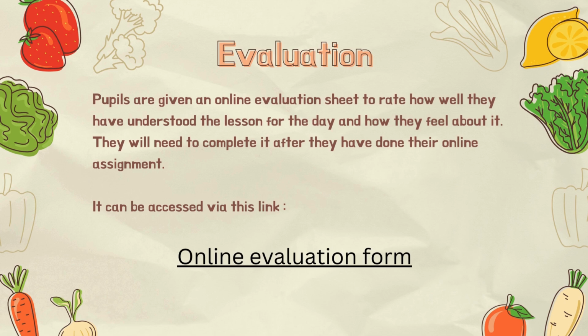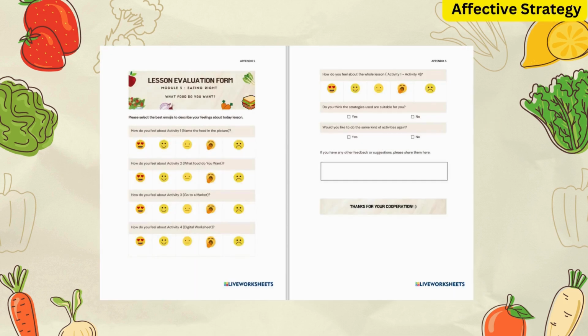This one is also optional because if the school doesn't have a good internet connection or they don't have devices, they can always print out the evaluation form and distribute it to each of the pupils and get them to do it offline in the classroom by reading the question carefully and circling one of the emoji faces to represent their feeling about today's lesson. For example, the question will be, how do you feel about activity 1? Name the food in the picture. Then pupils will just need to choose one emoji face and circle the best one that can describe their feeling.